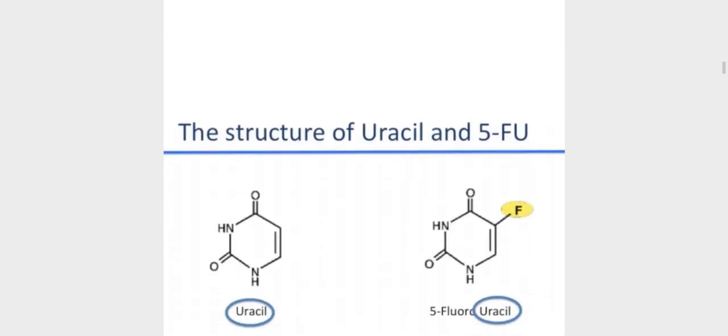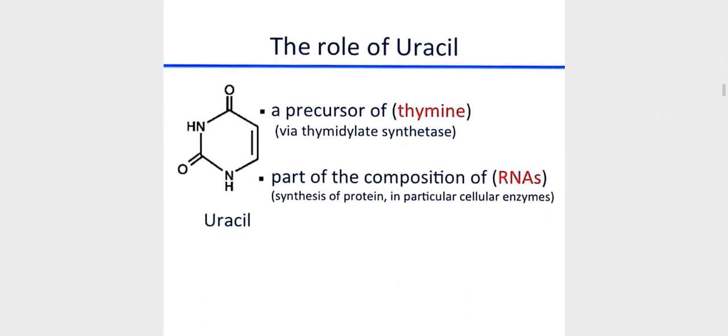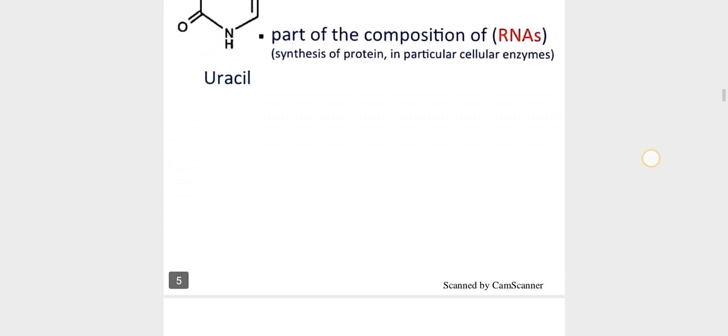Fluorouracil. The structure of uracil and 5-FU, 5-fluorouracil and uracil. We could see the structure. Then the role of uracil: a precursor of thymine via thymidylate synthetase, and part of the composition of RNA, synthesis of proteins, in particular cellular enzymes.